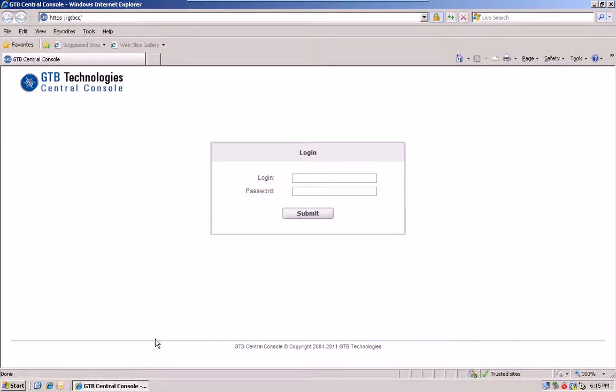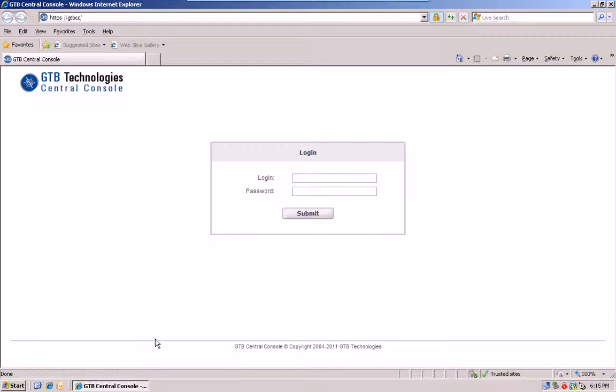Welcome. Today we are going to demonstrate to you the power of the integration between two of the most interesting information security technologies, namely data loss prevention or DLP and information rights management or IRM.